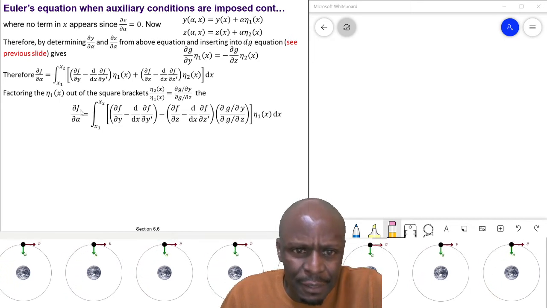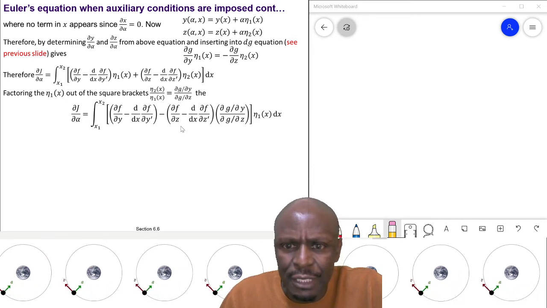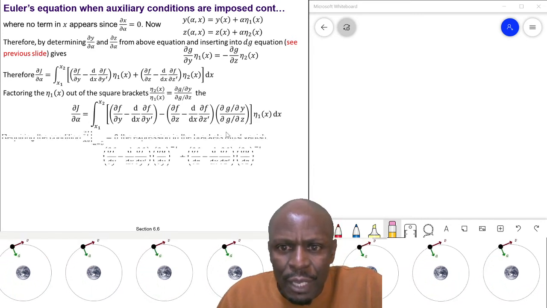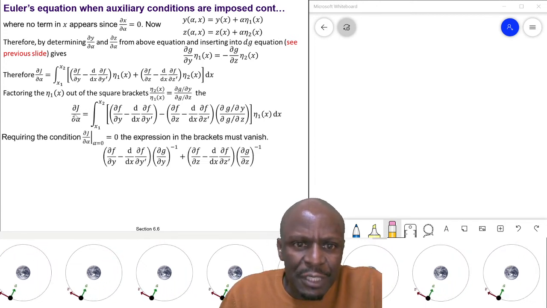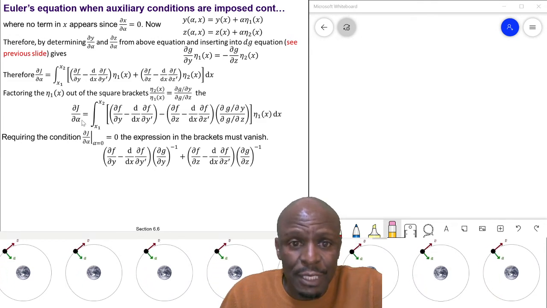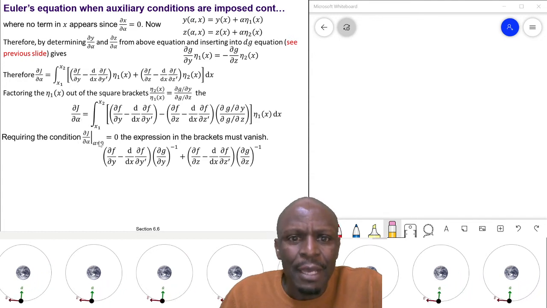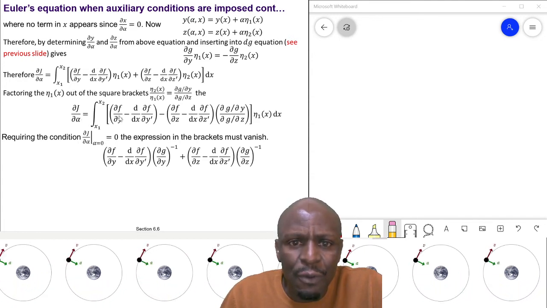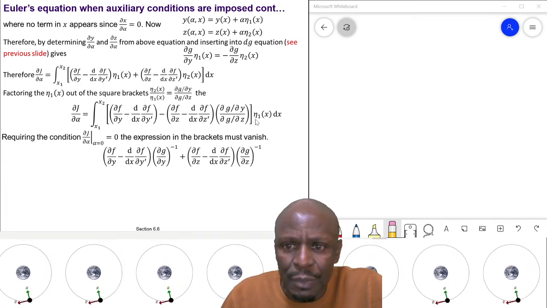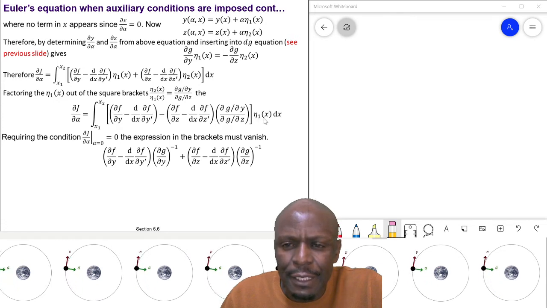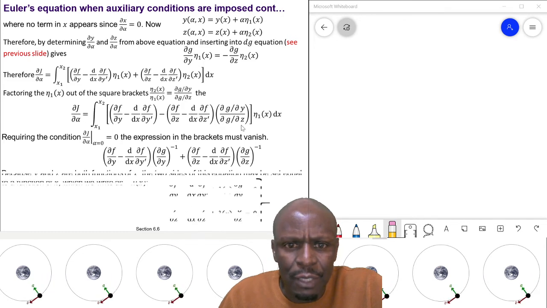And now this differentiation of J with respect to alpha can be written in terms of this equation here. We also want the differentiation of J with respect to alpha to be equal to 0, because this is the condition for us to get the extremum, minima or maxima. Therefore, that must be equal to 0. In order for this whole integral to be equal to 0, because the variation is arbitrary, this term inside here must just be equal to 0.